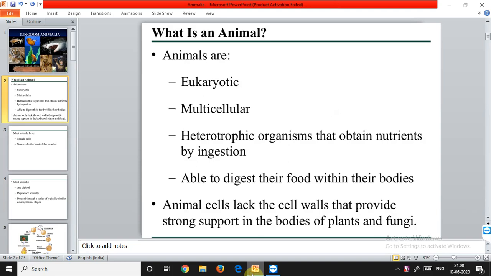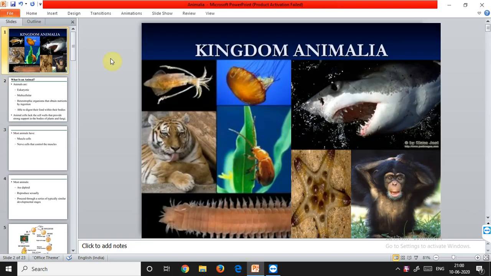Good morning, class. So today we will start with the kingdom Animalia. We have completed the kingdom Plantae that dealt with the algae, then the higher ones, bryophytes, pteridophytes, then gymnosperms, and the highest one was the angiosperm, which contained the flowers and is also called the flowering plants.